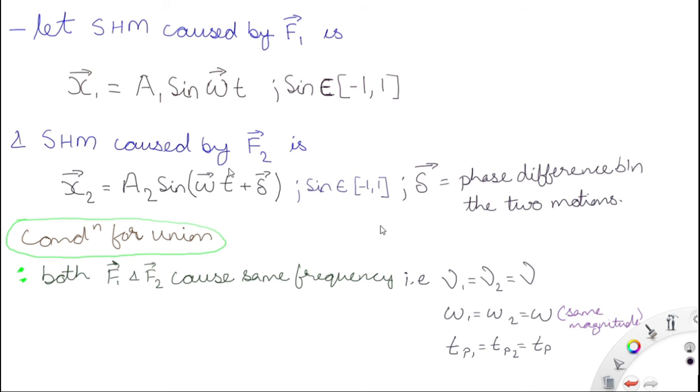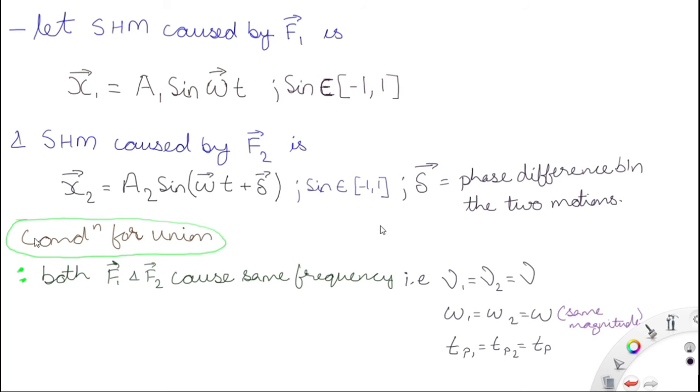Similarly, the simple harmonic motion caused by F2 is x2 equal to A2 sine omega t plus delta. Delta is the phase difference between the two motions. So this is also a vector addition, omega t plus delta, and this vector addition sum will give you this x2. So x2 is the displacement caused by F2.